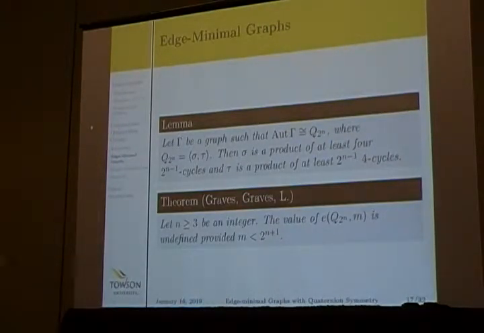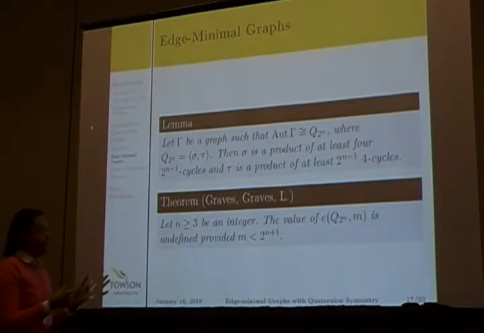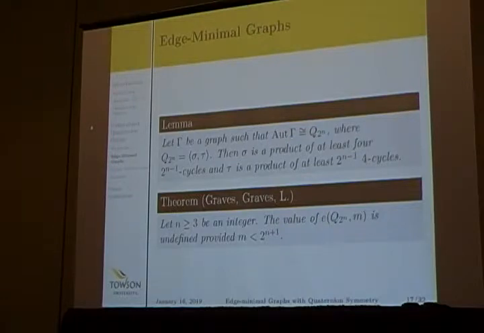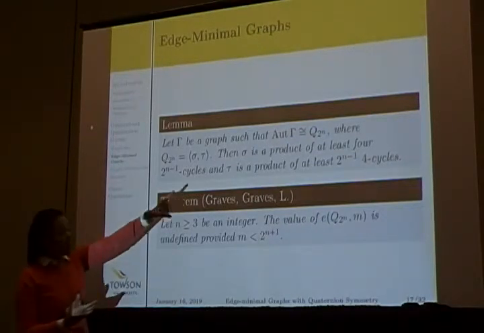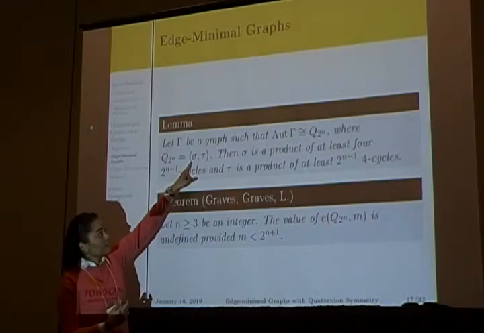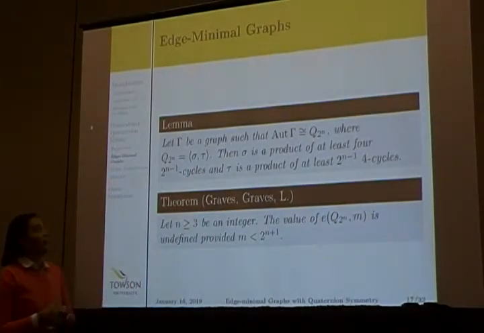So using this lemma, we get this theorem, and this one holds for n greater than or equal to 3. The value of E of the Quaternion group M is undefined when M is less than 2 to the n plus 1. And that's because if we're going to have a graph with Quaternion symmetry, this generator sigma needs at least 4 2 to the n minus 1 cycles. It's possible it has other cycles present, but we need at least that many.